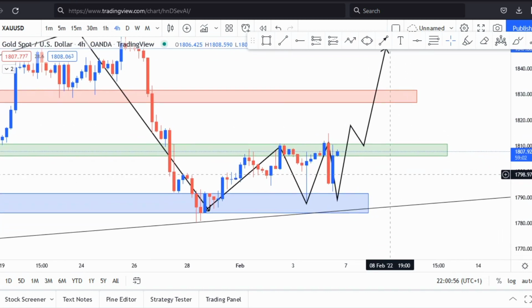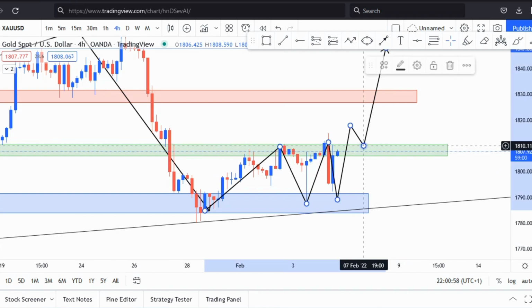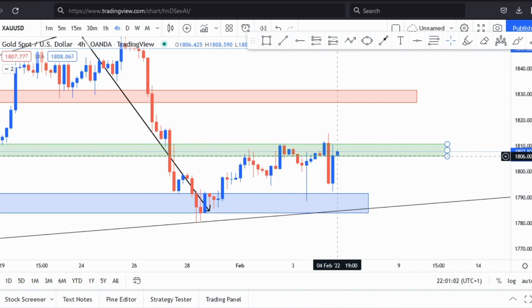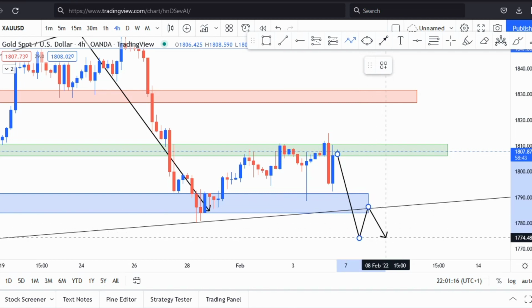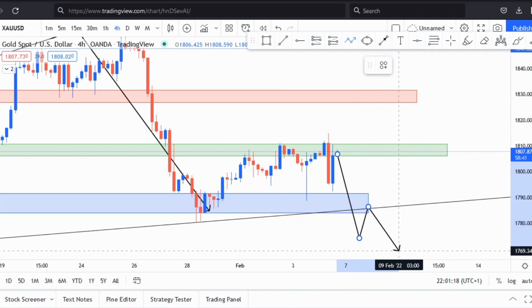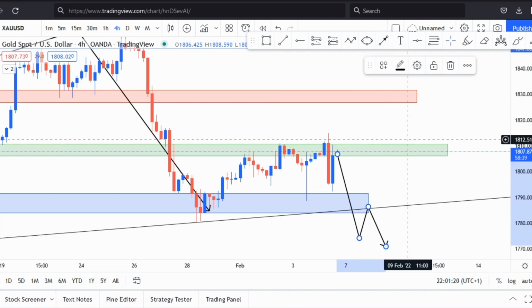Again, on the 4-hourly time frame, if this ends up coming back down, I wouldn't sell. I would wait for price to break this level here, this support level, and close below it. Wait for a retest before looking for my sell trade to sell the market to the downside if that happens.